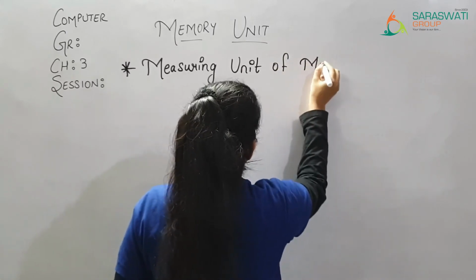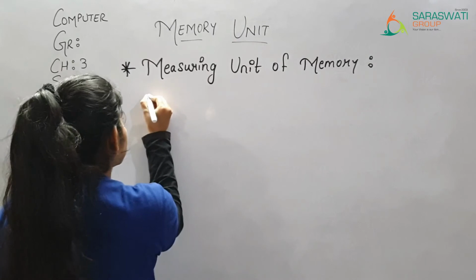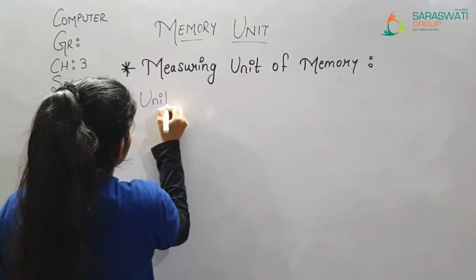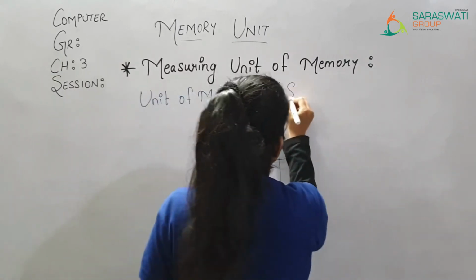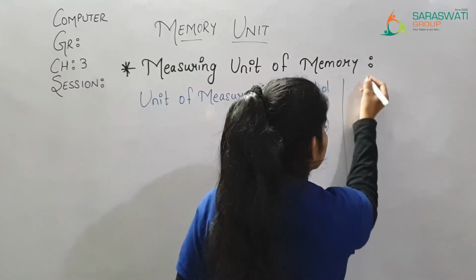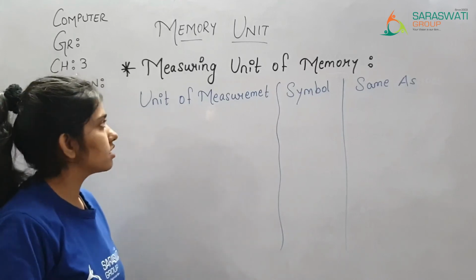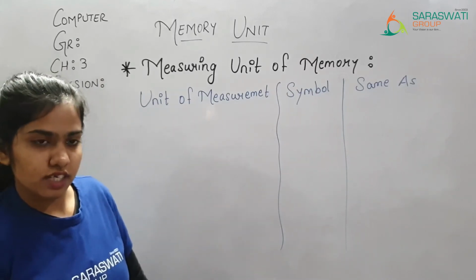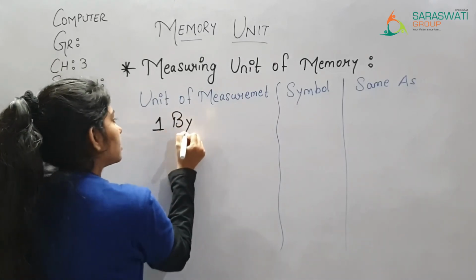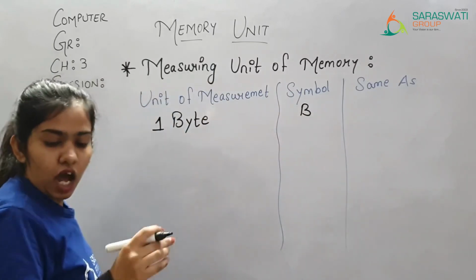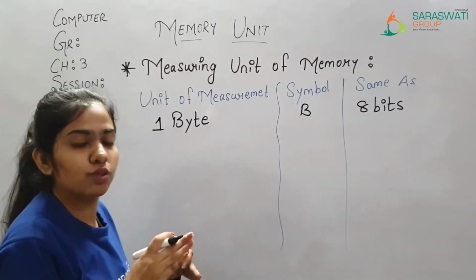Measuring unit of memory. Unit of measurement, symbol. Same as, okay. So this is first column is unit of measurement. એટલે કે શેમાં measure થાય છે? Computer's memory is measured in terms of bytes, right? So if it is 1 byte and the symbol of byte is B, then how many bits? 1 byte is equals to 8 bits, right? 1 byte એટલે કે 8 bits જેટલું તમે સ્ટોર કરી શકો.